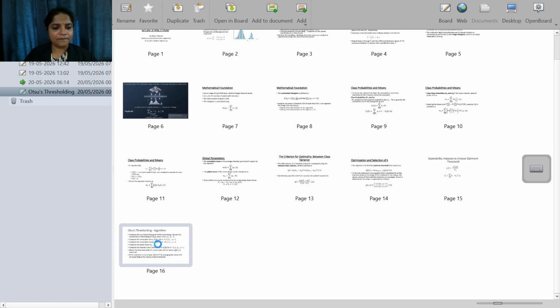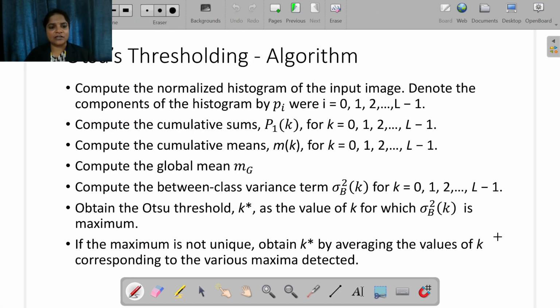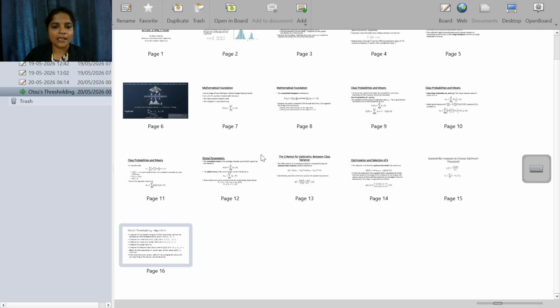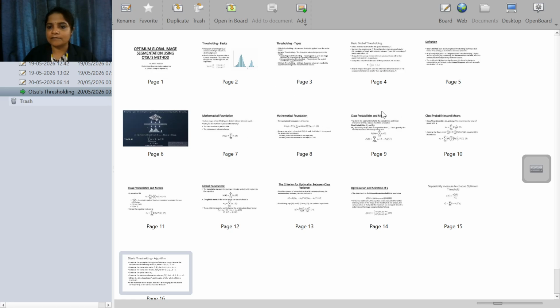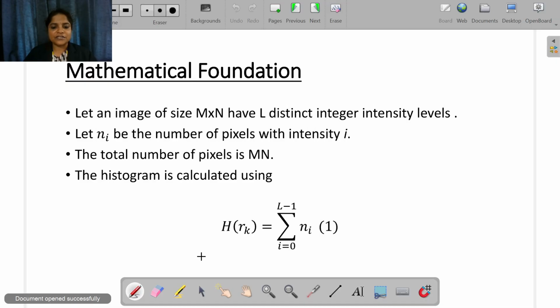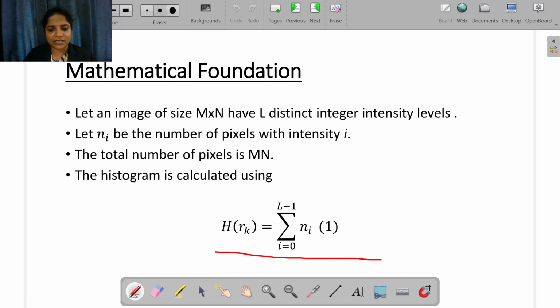So, I'm going to the thresholding algorithm summary. Okay, so if you remember correctly, the first step was to identify the probability distribution of the image. So the probability distribution of the image is nothing but the histogram. So we compute the histogram of an image and then we normalize the histogram. So what is the formula for computing the histogram of an image? Yeah, so this is the formula for computing the histogram of an image, if you remember. So this is the first step.